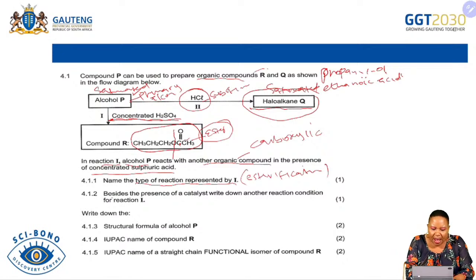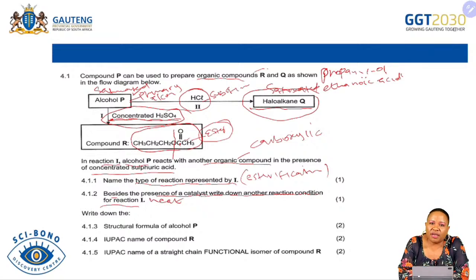Now, number 1 says, besides the presence of a catalyst, write down another reaction condition for reaction 1. We know that we need sulfuric acid, but as I was explaining the conditions of esterification, I also indicated that we need heat. This is one of the experiments that most schools conducted, and you saw that you were heating the mixture as you were combining the alcohol, the carboxylic acid, and the sulfuric acid. The mixture was also heated. So heat is one of the conditions needed for esterification to occur.